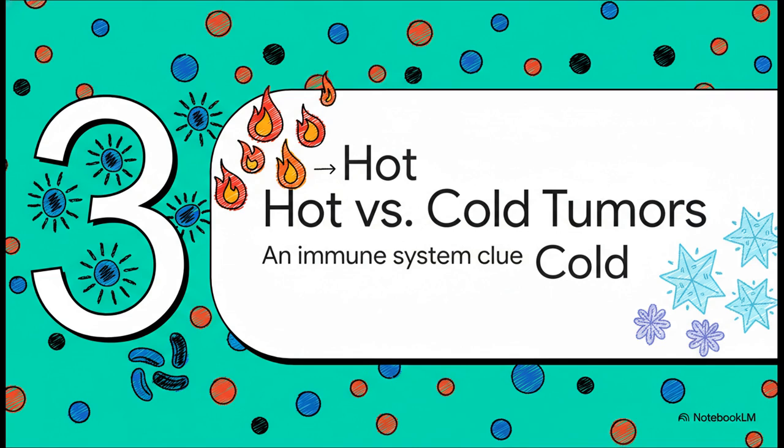So, the big question is, what explains this huge difference in aggression? Well, the answer, surprisingly, wasn't in the cancer cells themselves. No, it was in how the body's own immune system was reacting to them. And this brings us to this really cool idea of hot and cold tumors.